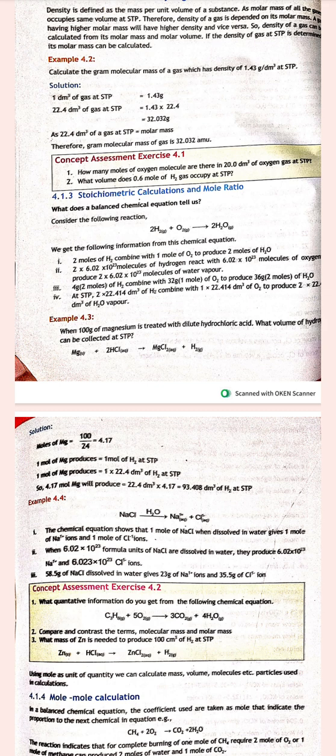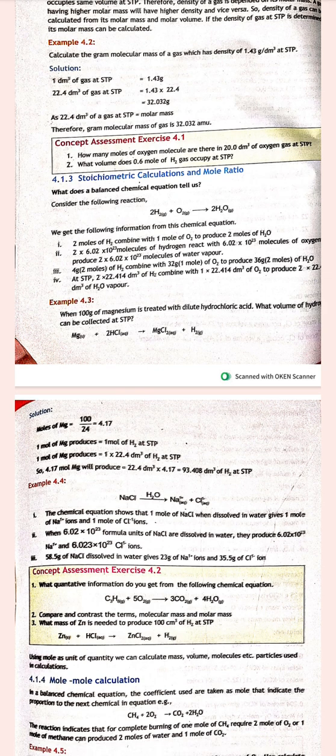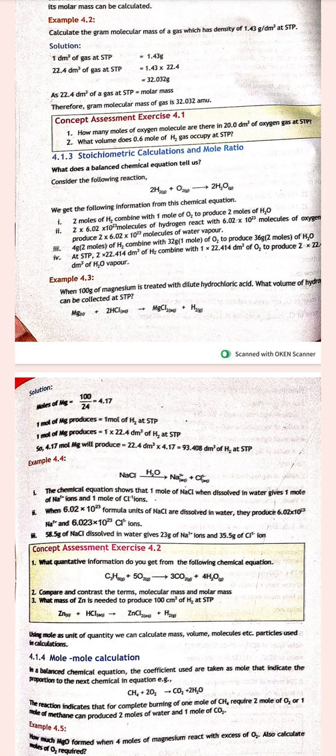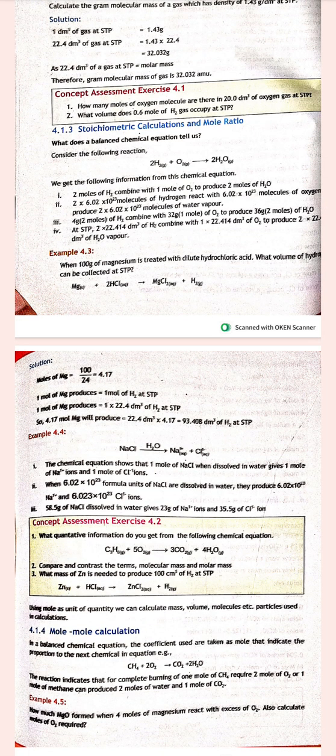So calculate the gram molecular mass of a gas which has a density of 1.43 gram per dm³ at STP. 1 dm³ of gas is 1.43 gram. So 22.4 dm³ is 1.43 × 22.4, which is equal to 32.032. As 22.4 dm³ of a gas at standard temperature and pressure is the molar mass, therefore the gram molecular mass of the gas is 32.032.